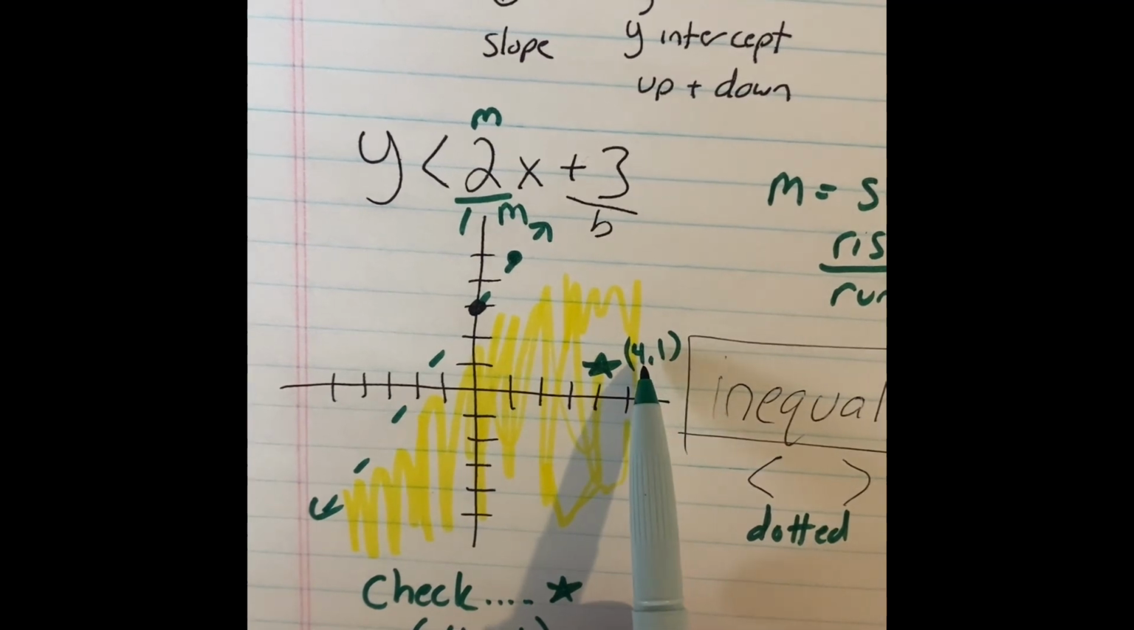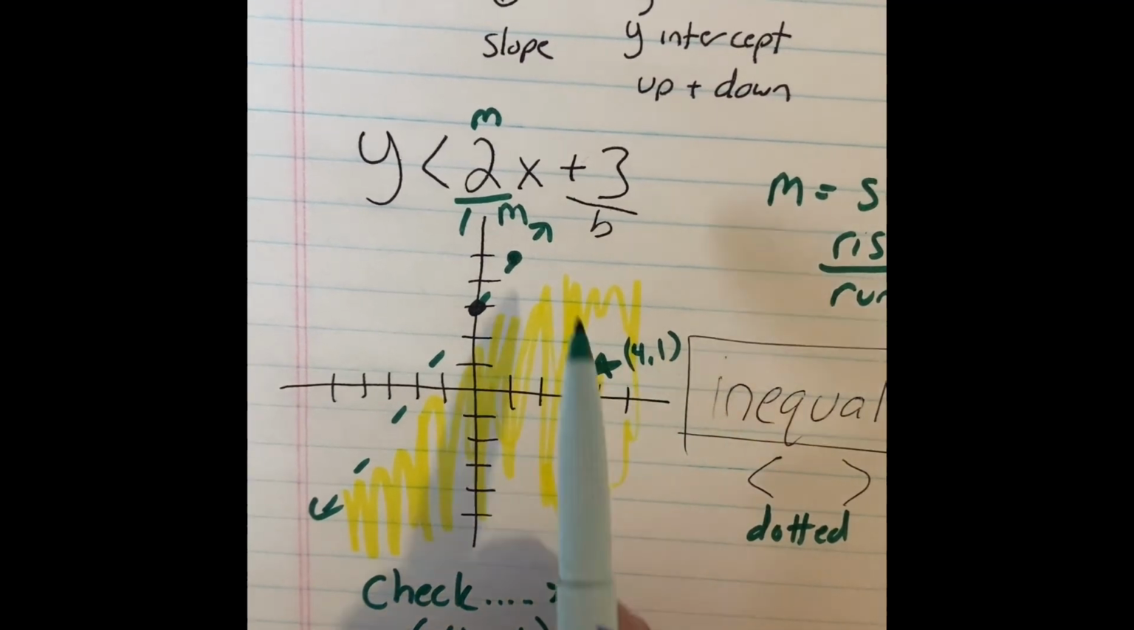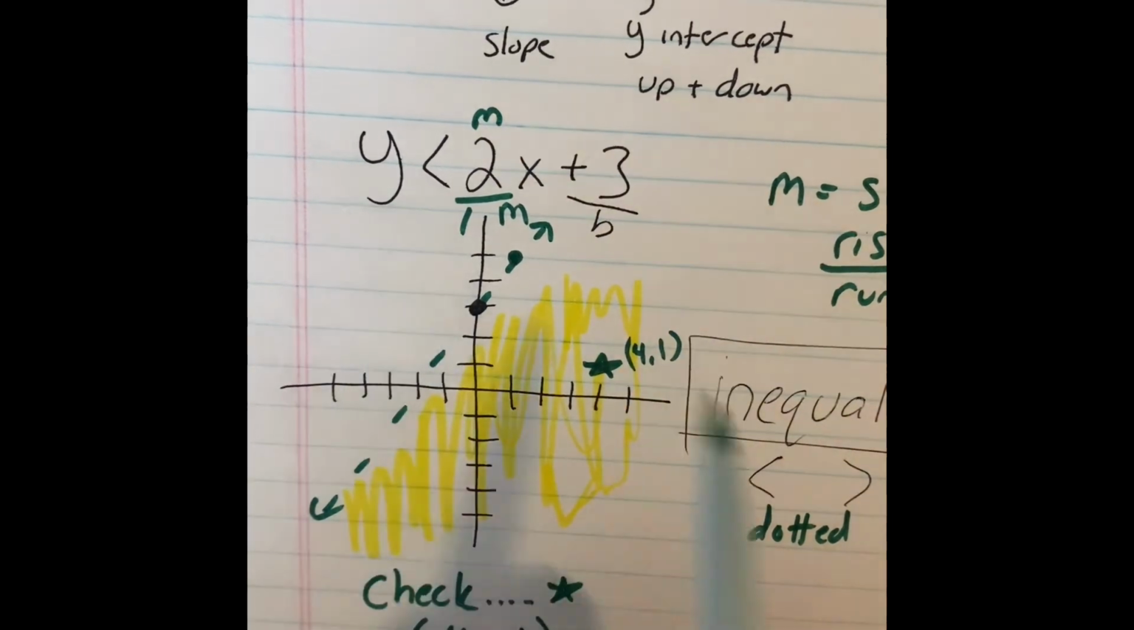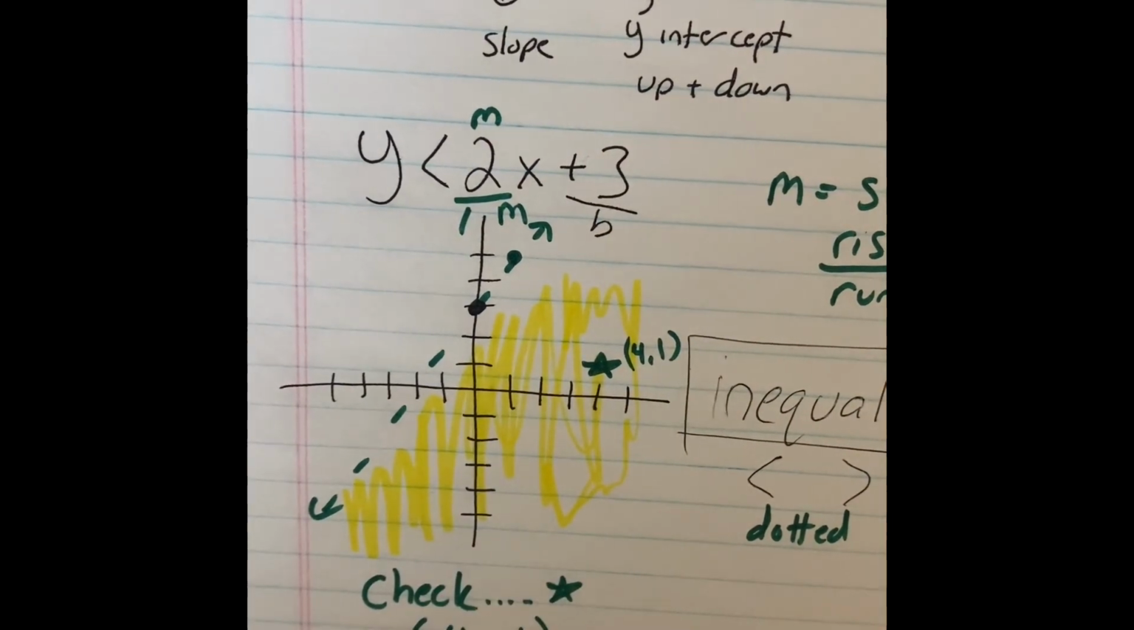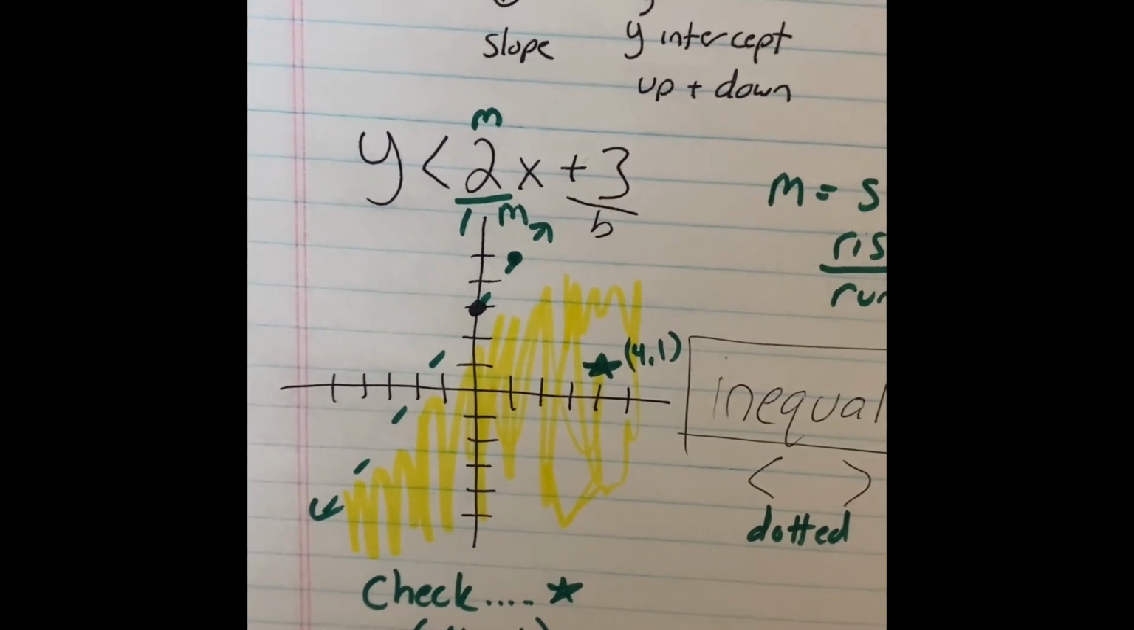And all you're going to do is substitute. I'm going to put this 4 right here for x, 1 right here for y. And I went ahead and did it down here. I put the 4 for the x, the 1 for the y, and I'm going to ask myself if it's true. Was 1 less than 8 plus 3? Yes, it is, so I know I did my problem right. So that is how you graph inequalities.